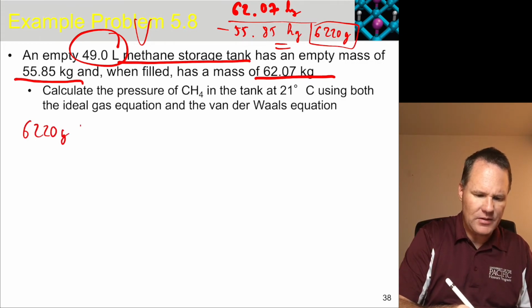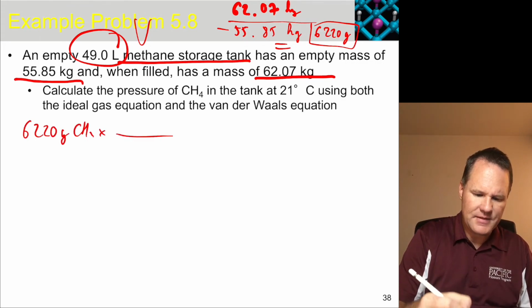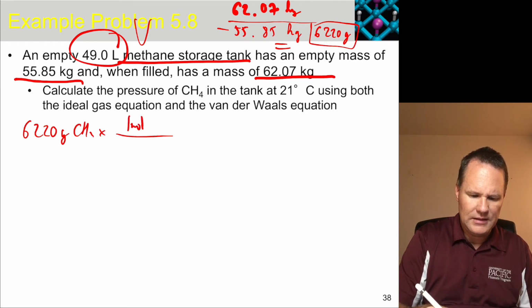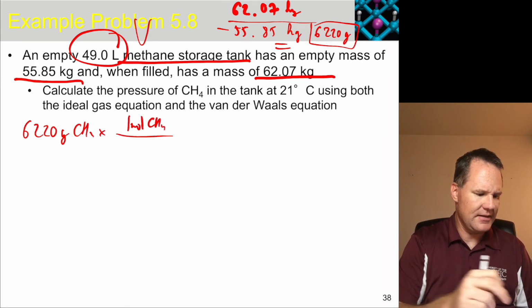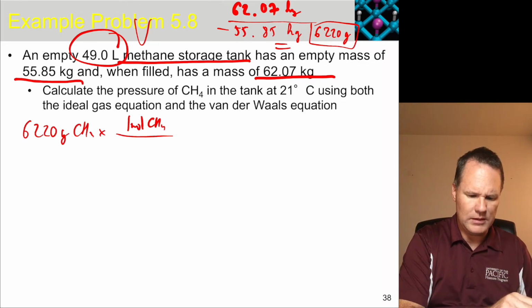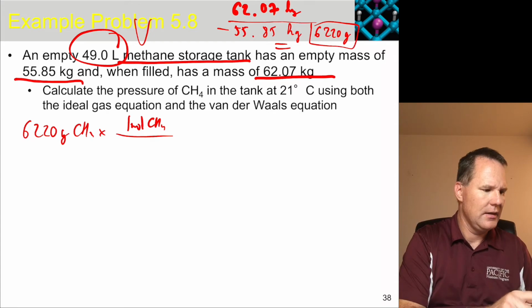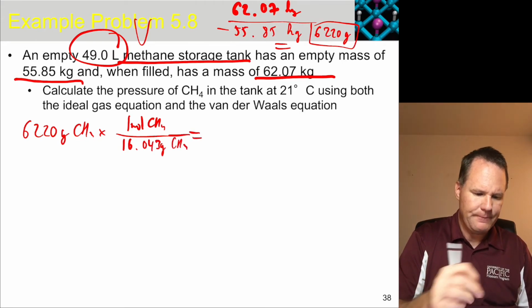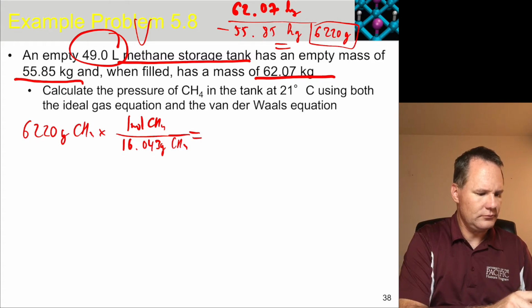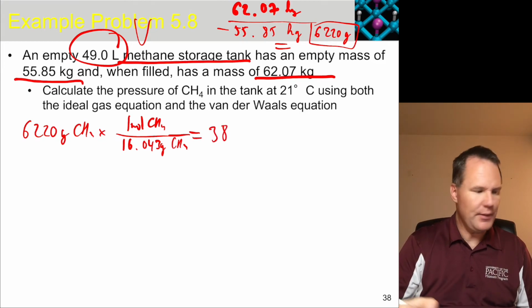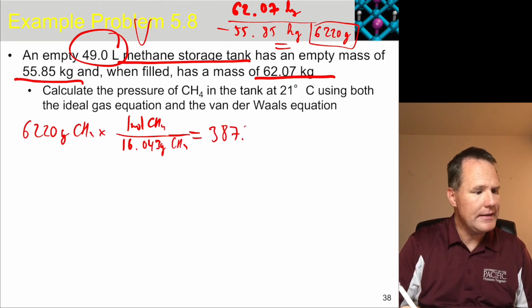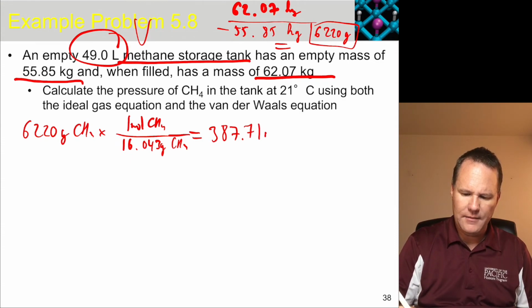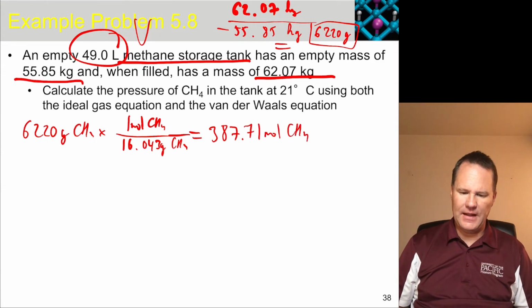So 6,220 grams of methane times 1 mole of methane is 12.011 plus 4 times 1.008, and that is 16.043 grams of methane, and then that will give me the moles, right? So right away I have 387.71 moles of methane. Okay, so that we have.